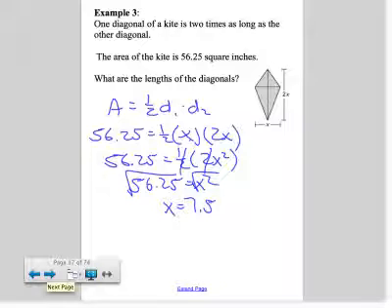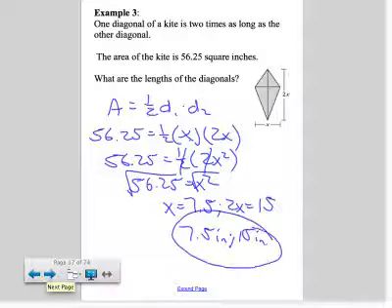So it says, what are the lengths of the diagonals? Well, there's one diagonal. The other one is 2x, and 2x would be 2 times 7.5, which is just going to be 15. So the lengths of your diagonals would be 7.5 inches and 15 inches. Okay, it's important that you keep track of the units here. Oftentimes people forget units.